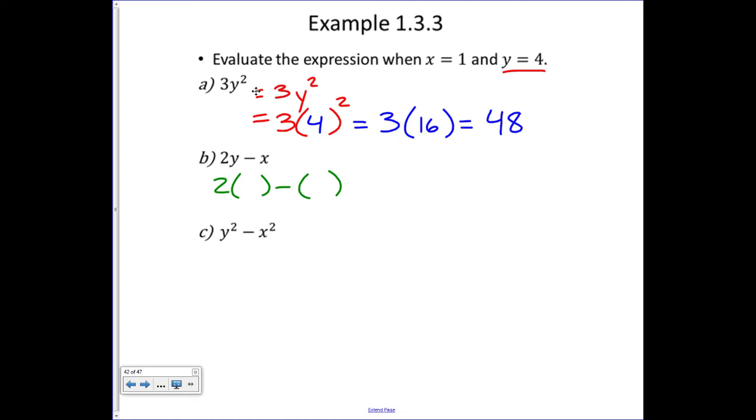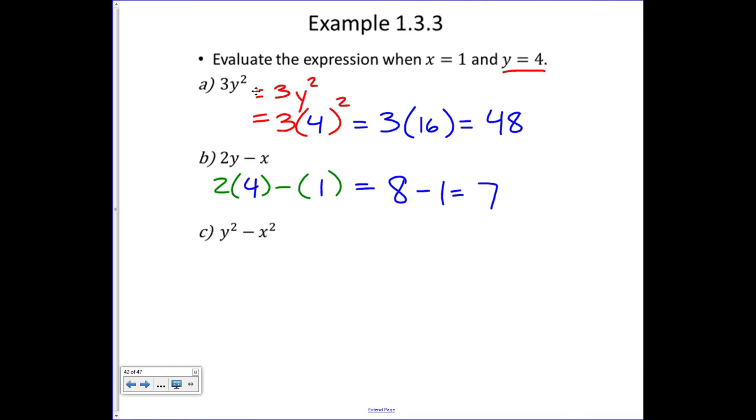So here we're just going to rewrite it and replace the letters with parentheses. And then we're just going to plug in the numbers that we wanted to be. So we want y to be 4 and x to be 1. And now we use our order of operations. 2 times 4 is 8. And minus 1. 8 minus 1 is just 7.